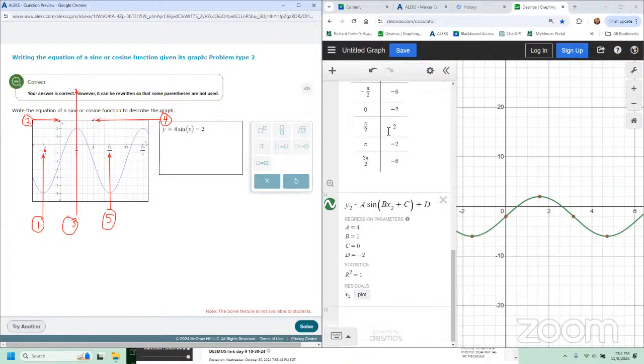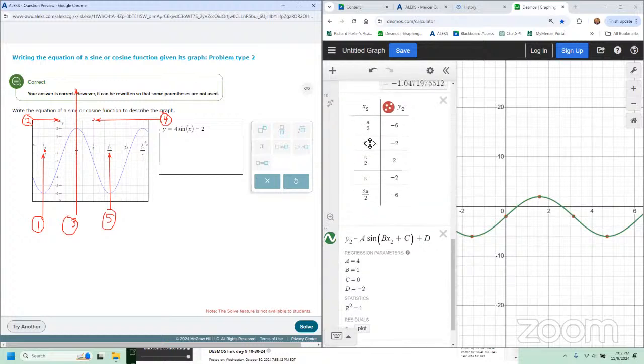If you put the points in and ask for the regression, it'll just tell you the regression. If your x values have pi's and stuff in them, your answers don't look like they do here.